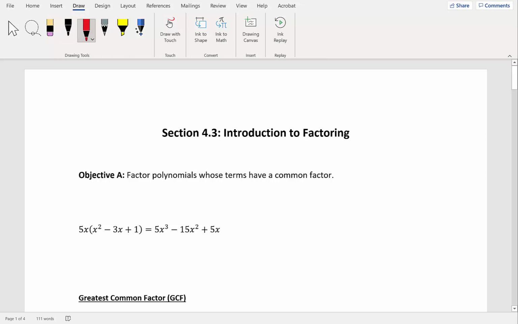So, in the last section, in 4.2, we saw multiplication of polynomials. Okay, so we went from the left-hand side to the right-hand side. We were multiplying. Now, in this section, we're going to be starting from the right, and we're going to be writing our answers as the form on the left-hand side. This is factoring.